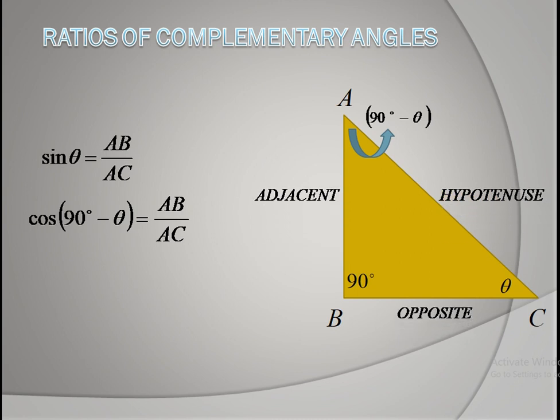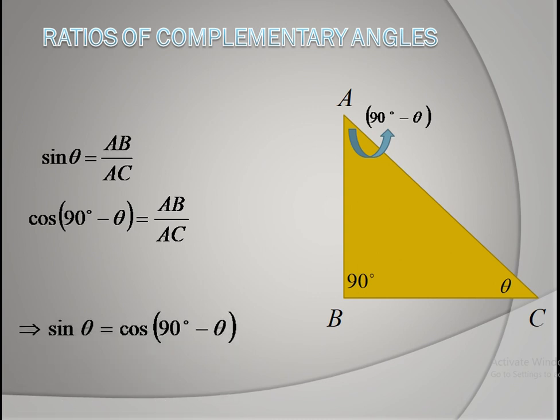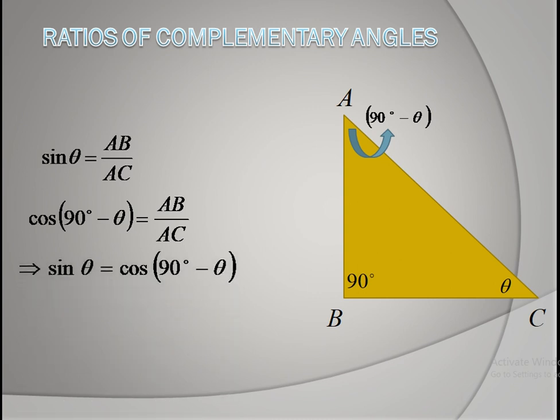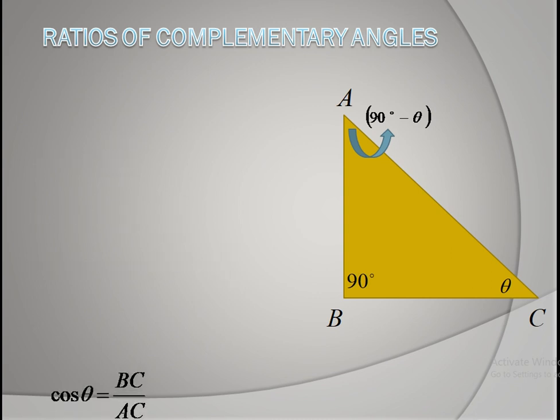Because when we take angle A, BC will be the opposite side, AB will be the adjacent side, and AC will be the hypotenuse. We know that cos(90 degree minus theta) is equal to adjacent by hypotenuse, that means AB by AC. So from these two we get sin theta is equal to cos(90 degree minus theta).